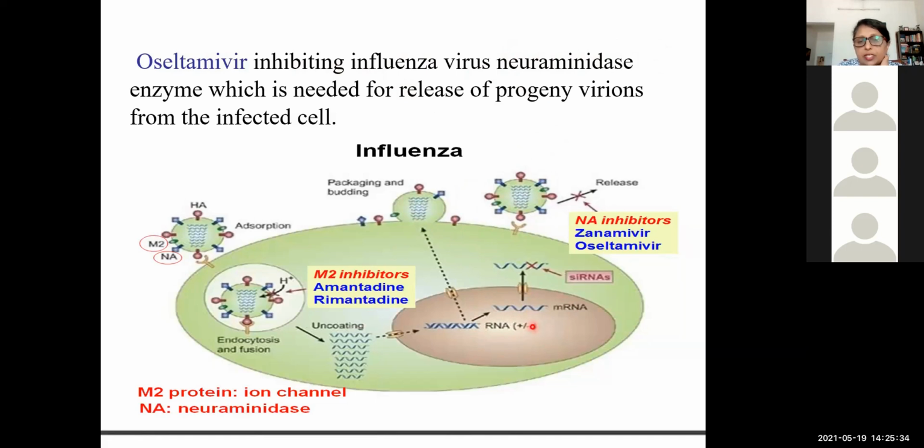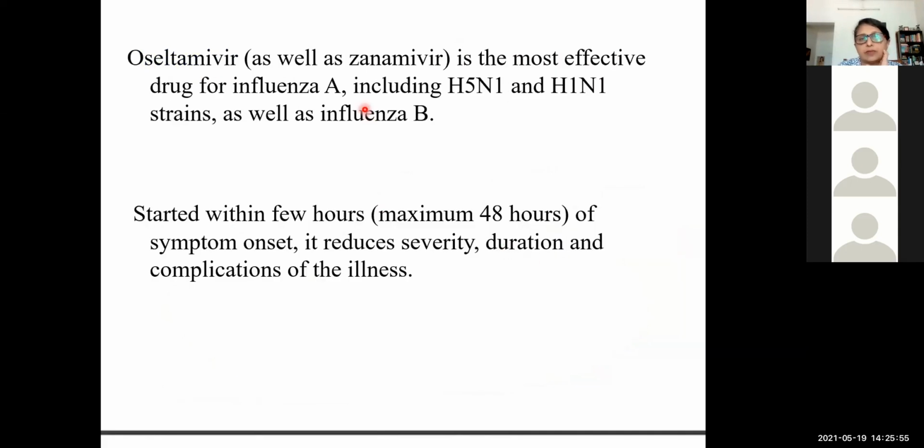So zanamivir and oseltamivir inhibit the neuraminidase enzyme. Viral replication would have happened, all the growth would have happened, but the progeny virions are not released from the infected cell. So that is the viral neuraminidase inhibitor, oseltamivir. Then another related drug is zanamivir. Both have the same action, oseltamivir and zanamivir.